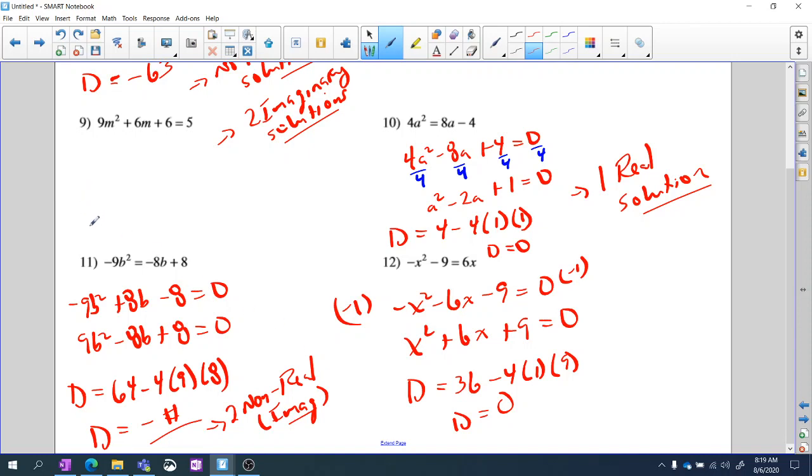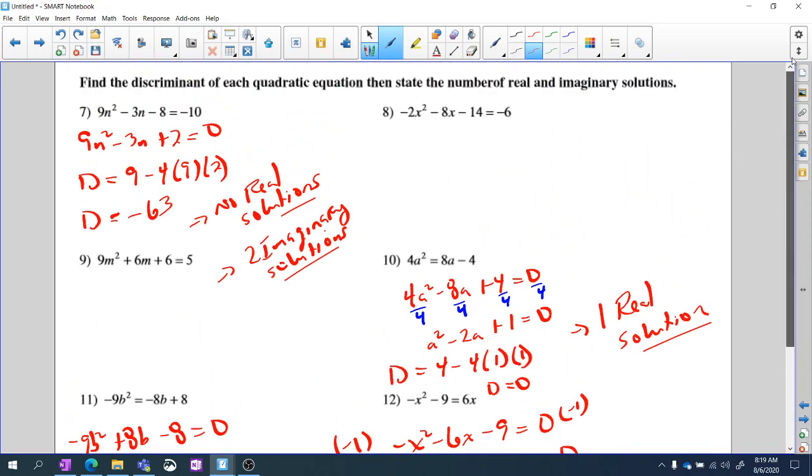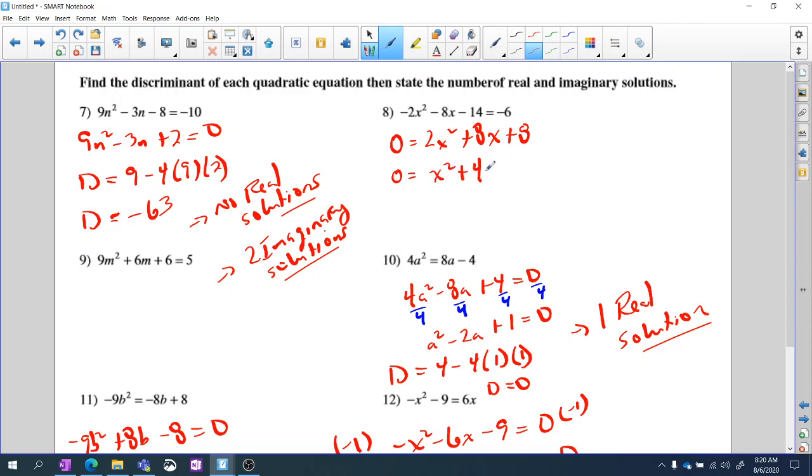So this must be the one. That one doesn't look like it's going to either. Try this one. I'm going to move everything to the right. So 0 equals 2x squared plus 8x, add 14. That would be a plus 8. Let's see here. Everything will divide by 2. So 0 will give me x squared plus 4x plus 4.